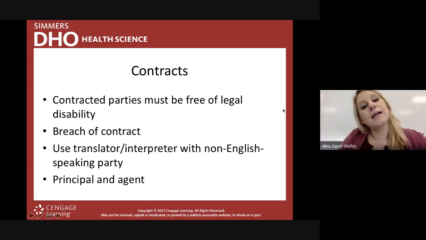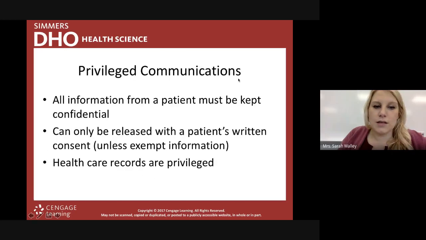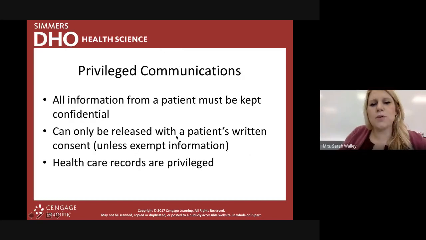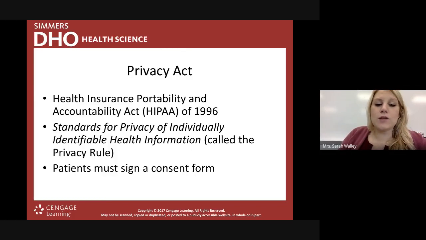Okay, so contracted parties must be free of legal disability. Breach of contract, we're not going to go through all of these, actually. You just kind of need to know what a contract is, and implied and expressed. Okay, so privileged communications. All information from a patient must be kept confidential. And so it can only be released with a patient's written consent. And healthcare records are privileged.